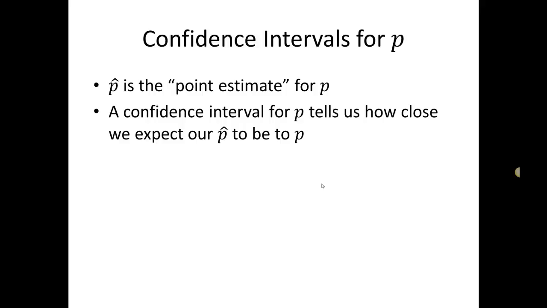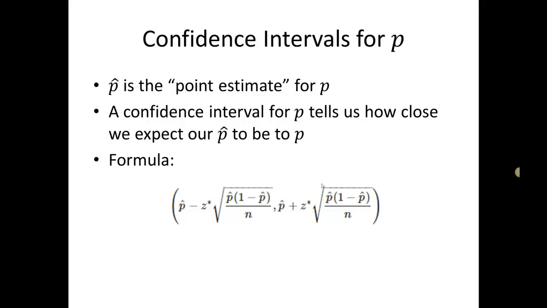A confidence interval for p will tell us how close we expect p hat, our sample proportion, to be to p, our population proportion. The formula for doing a confidence interval for p looks like this. We have p hat plus or minus z star times the square root of p hat times 1 minus p hat over n. And when dealing with confidence intervals, there are some pretty common levels for confidence: 90, 95, and 99. So it can be helpful if you just keep a list of these z star values so you don't have to reinvent the wheel and find them every single time.